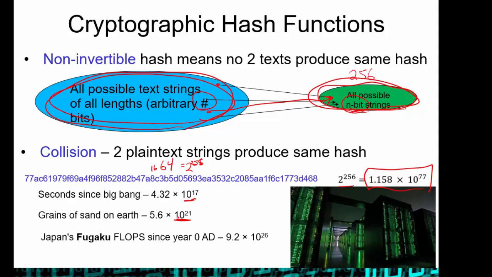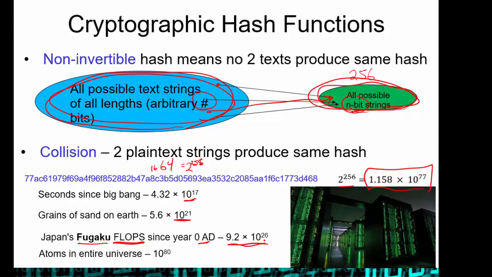Here's the world's fastest supercomputer right now. This is Japan's Fugaku. This is actually running a bunch of COVID-19 tests right now as well. Anyway, this produces floating point operations. That's what a flop is. And if this thing had existed since year 0 AD and been running since then at its maximum speed, it still would have only produced 9.2 times 10 to the 26th floating point operations. So we're still incredibly smaller than the number of different hashes.